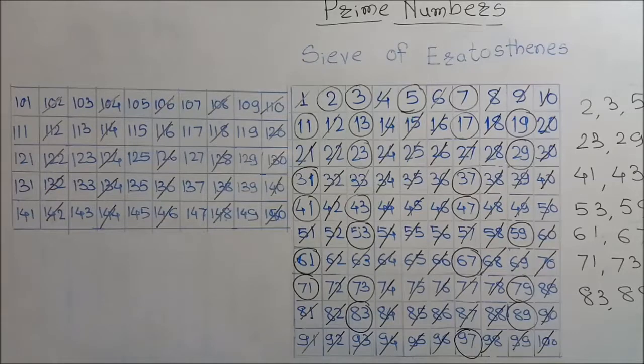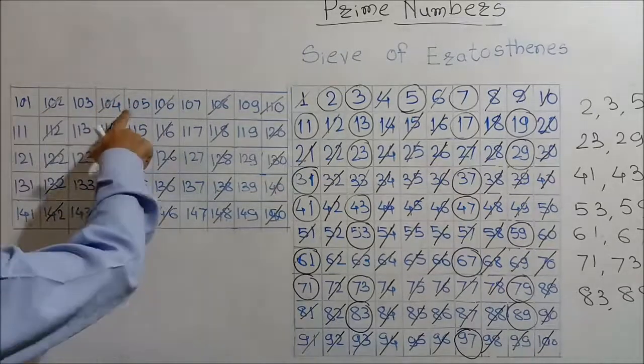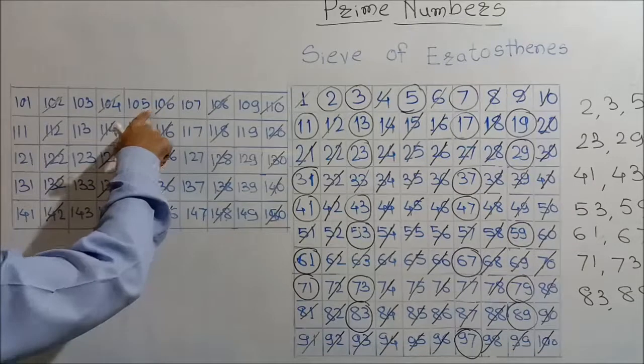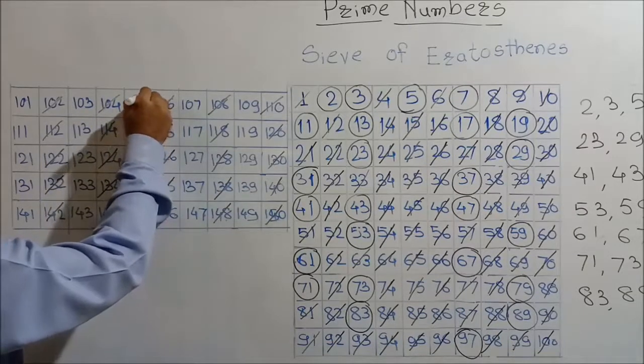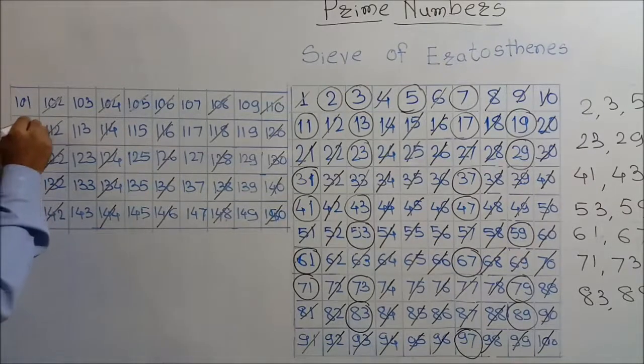Then we will find the multiples of 3. The first multiple of 3 in this case is 102. After that it will be 105, because 1 plus 5 gives 6, so this is a multiple of 3 and we cross it. Then the next multiple is 108. Then we have 111. You can see that 1 plus 1 plus 1 is 3, and it is divisible by 3, so I am going to cross it.